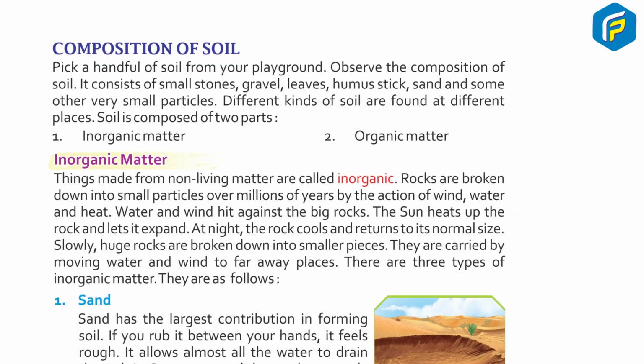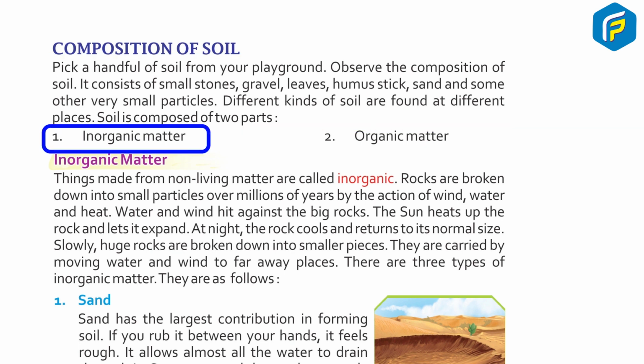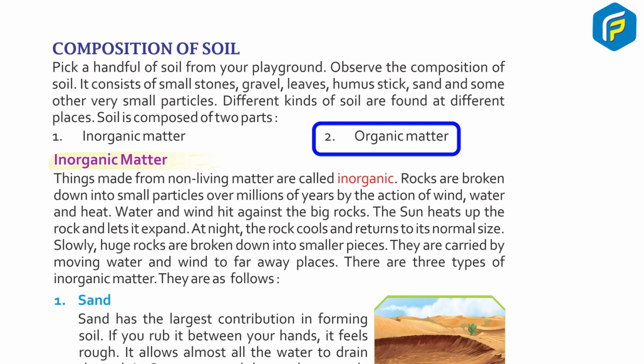Composition of soil. Pick a handful of soil from your playground. Observe the composition of soil. It consists of small stones, gravel, leaves, humus, sticks, sand and some other very small particles. Different kinds of soil are found at different places. Soil is composed of two parts: 1. Inorganic matter, 2. Organic matter.